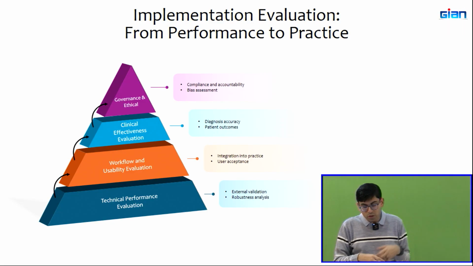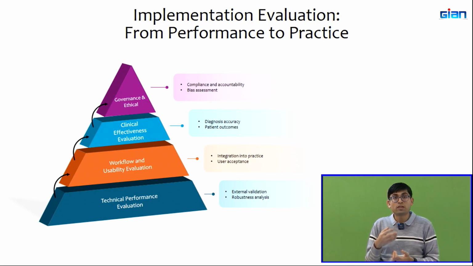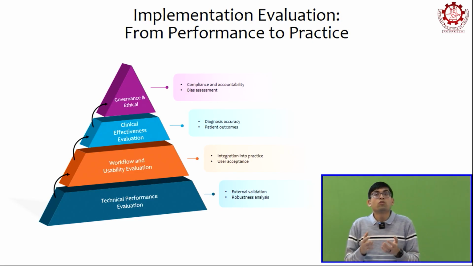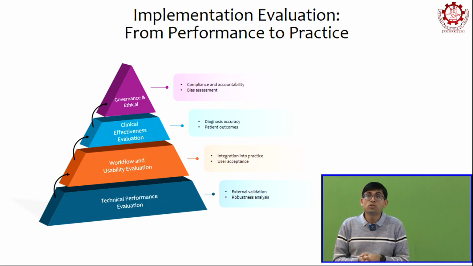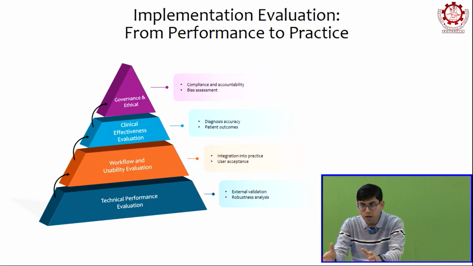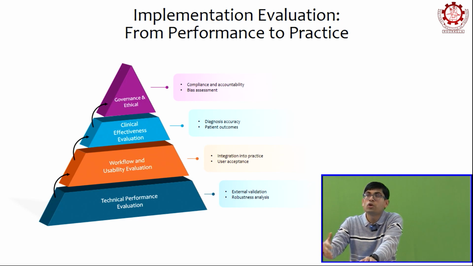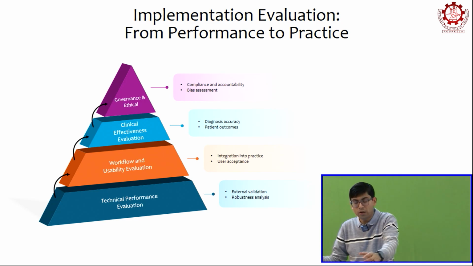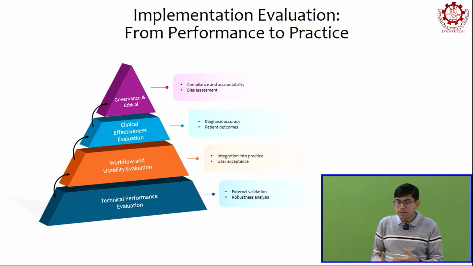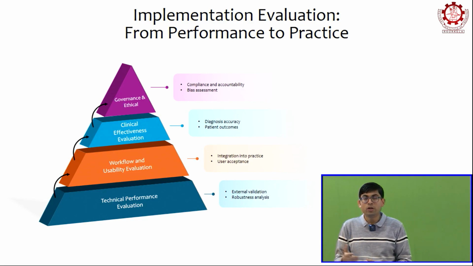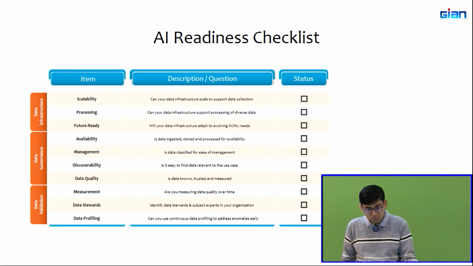Clinical effectiveness, so the diagnosis accuracy, patient outcomes. Does it actually help improve patient outcomes? One of the things that hospitals could also do is have a trial run, try out the AI model, and see what sort of effectiveness arises out of it. Does it improve patient outcomes? If it does, after that trial run, they actually go for a full subscription. That's what they do as well. And then compliance and accountability and bias assessment. We need to keep doing that.